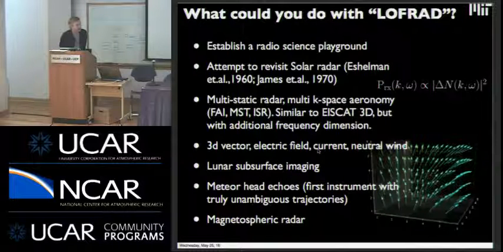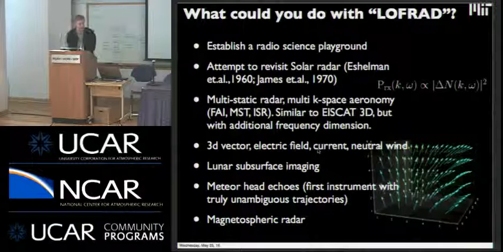If this radiator is frequency agile, you can explore the dimension that's not very often explored with radar, the K space. Most of the stuff that we look at has interesting aspects on the frequency dimension. If it's tristatic, you're always getting volumetric three-dimensional vector fields, which are not done that often. EISCAT 3D is proposing to do this, and I think LOFRAD should do this too.